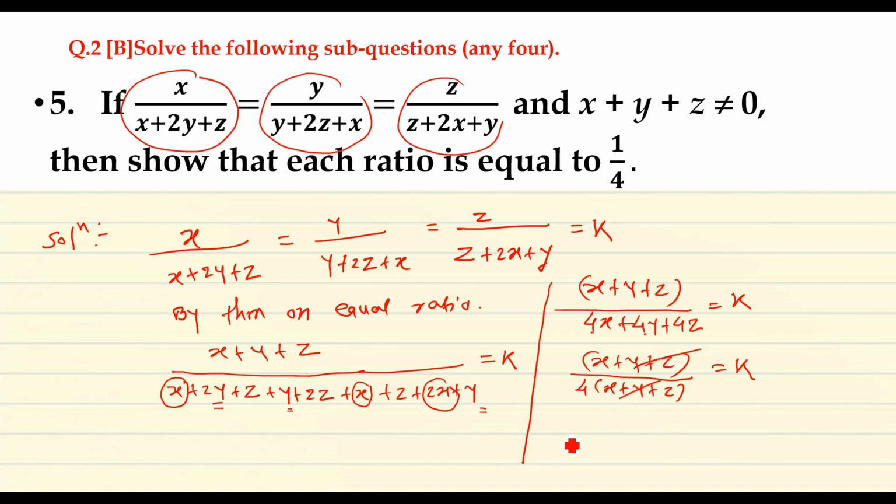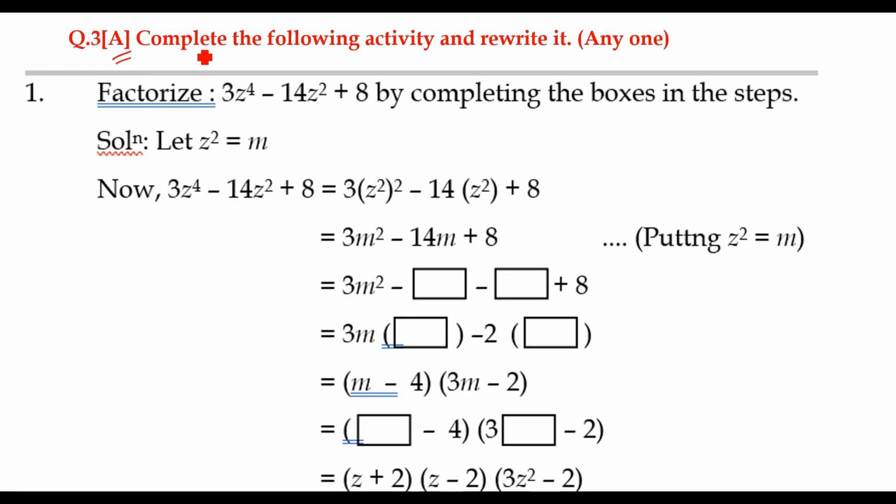So these both will get cancelled and I get k is equal to 1 by 4, which is each ratio, and therefore here I prove that each ratio is equal to 1 by 4. This is again based on activity, and this activity will carry 3 marks.